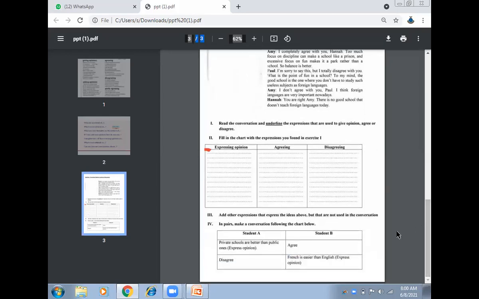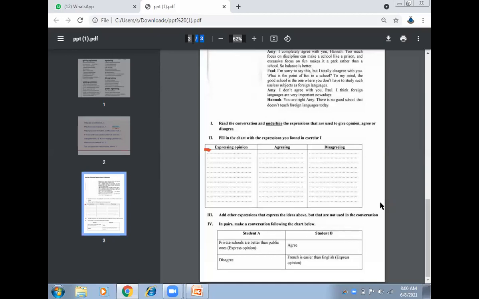And in the last exercise, you can also add more expressions that express the ideas above, which are not used in the conversation, like the ones I have explained just now. You can add more expressions in all three charts. So in the last exercise, there are two students, A and B.